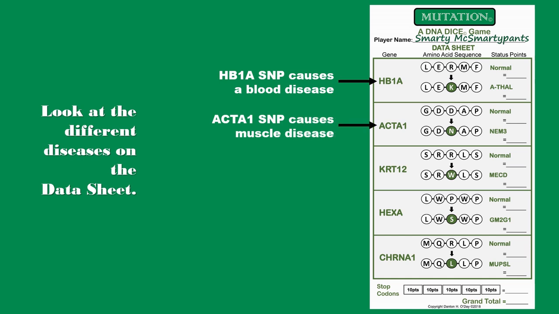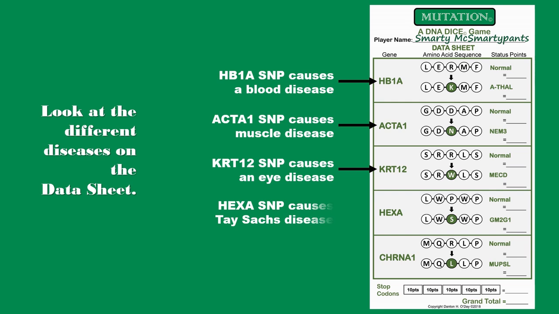The KR12 SNP causes an eye disease. The Hexa SNP causes Tay-Sachs disease. The CHRNA1 SNP causes skin and joint diseases.